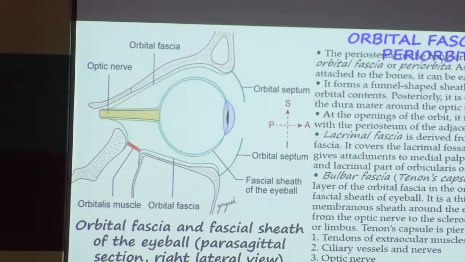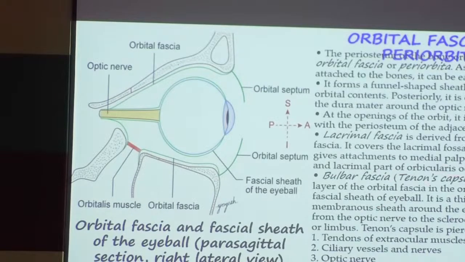And posteriorly, it is continuous with the dura mater around the optic nerve. At the opening of the orbit, it is continuous with the periosteum of the adjacent bones. Now, lacrimal fascia: it is derived from orbital fascia and it covers the lacrimal fossa. And this lacrimal fascia gives attachment to the medial palpebral ligament and the lacrimal part of orbicularis oculi.